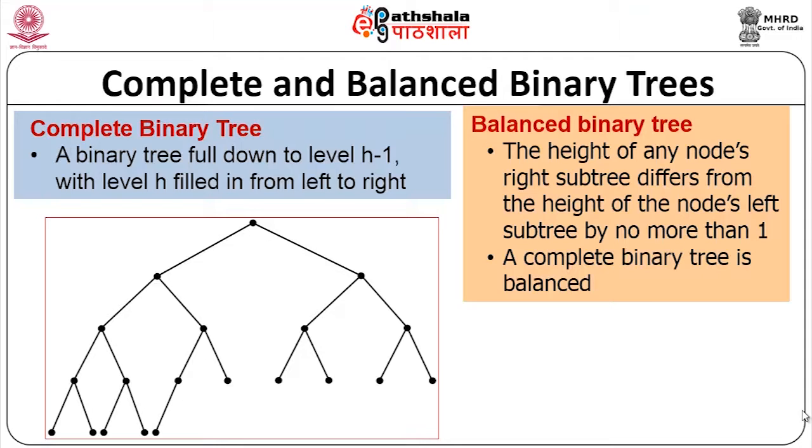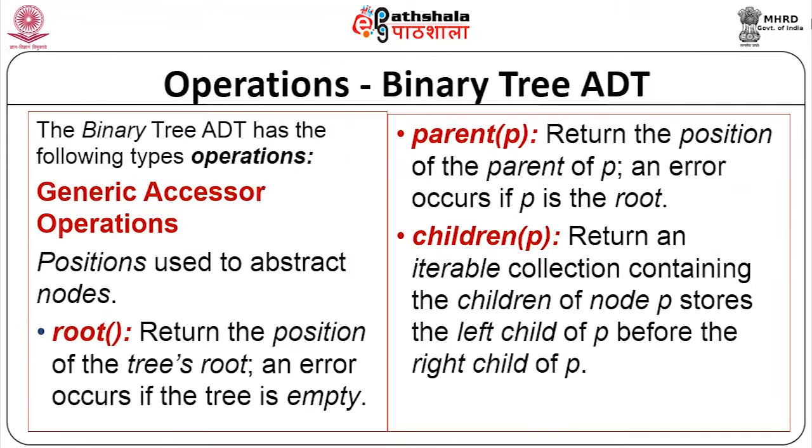A balanced binary tree is another type of binary tree. The height of any node's right subtree differs from the left subtree by at most 1. The difference between the heights of the left subtree and the right subtree can at most be 1. A complete binary tree is balanced, because if you look at this node, the difference between the heights of the left and right subtrees is only 1. So, that is the definition of a balanced binary tree, and a complete binary tree will always be balanced.